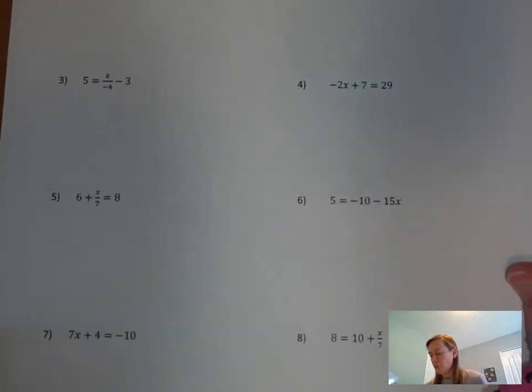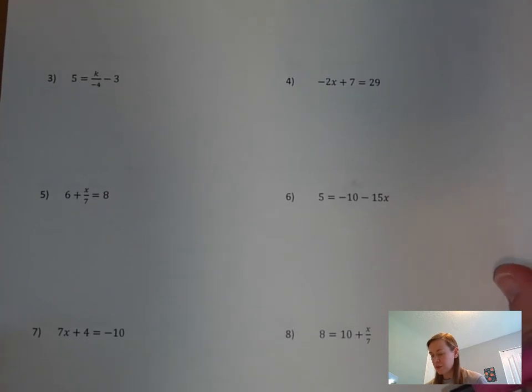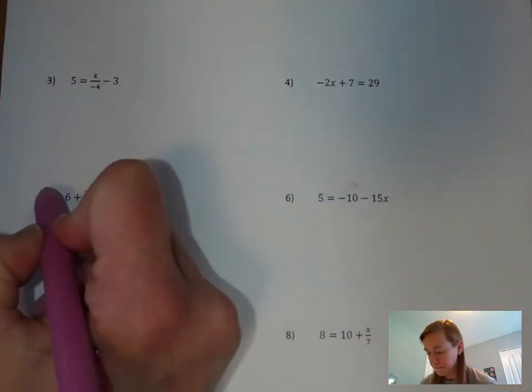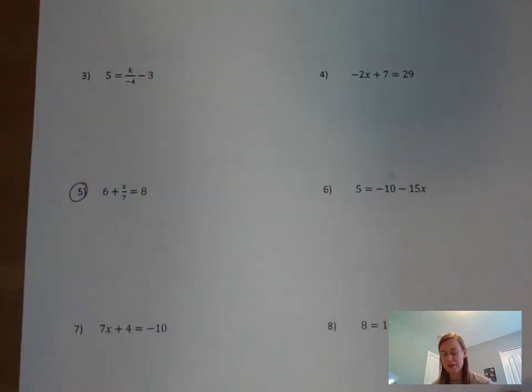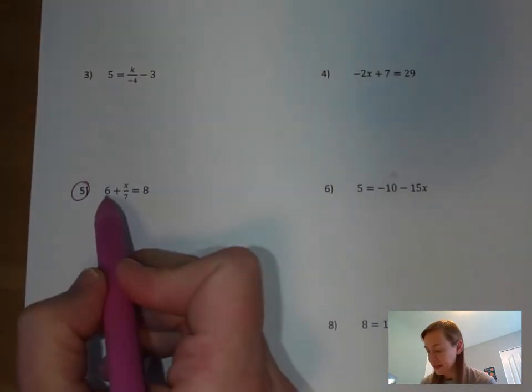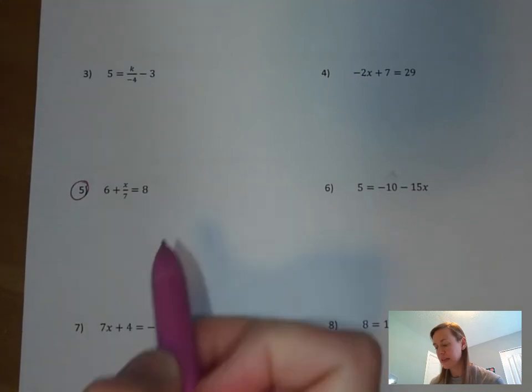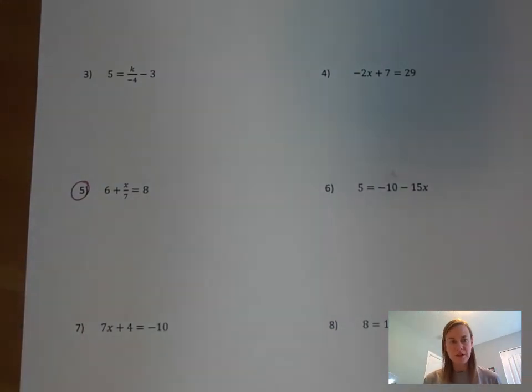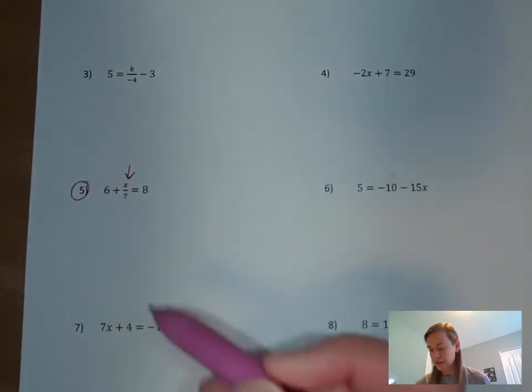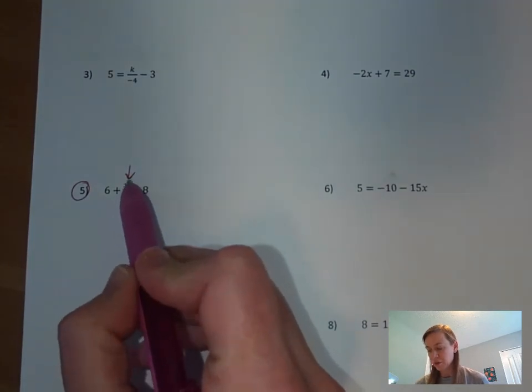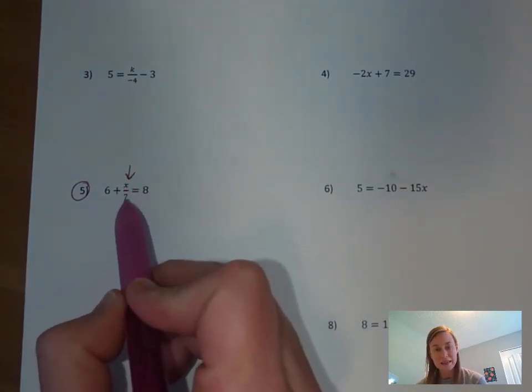I will solve one of them with you. Let's do number 5 together. Okay, just to get you started. So we have 6 plus x over 7 equals 8. Which one of those is the term with the variable? Right there, it's the term with the variable. So we're going to keep that. We're going to try to isolate that.